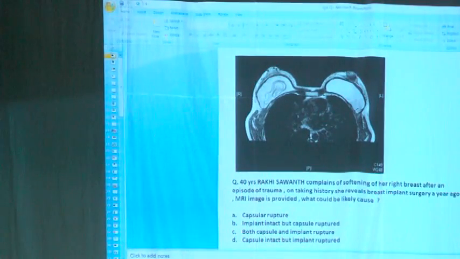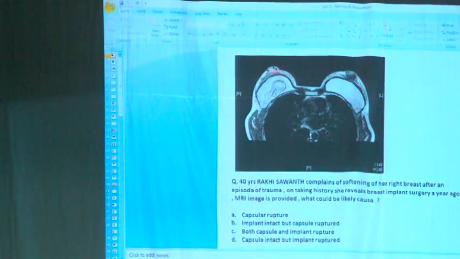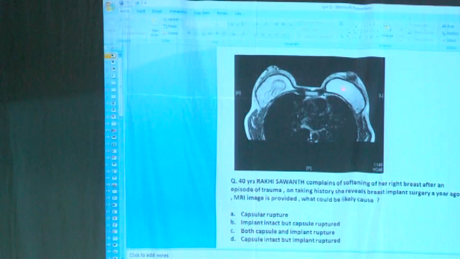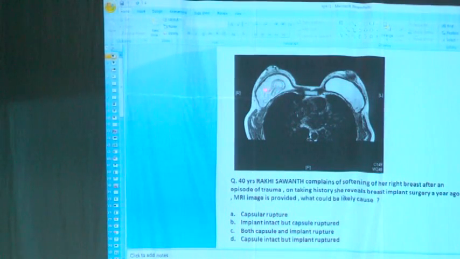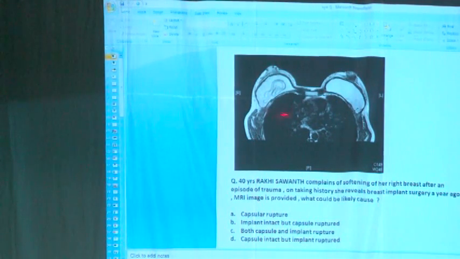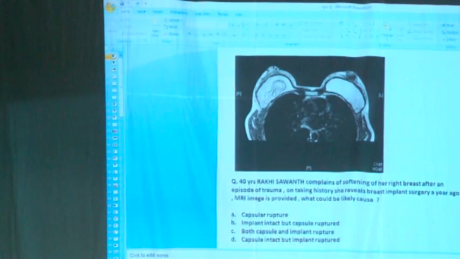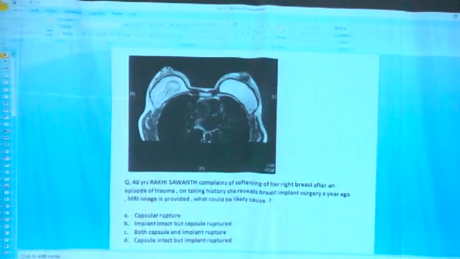Coming back to the question, here you can see the whole capsule remains intact. There is no leakage of silicon. You can see there is a wavy appearance of the implant membranes. The implant membrane is present within the capsule, and this is referred to as the linguine sign. If it is the linguine sign, this is the MRI image. What would be the answer, sir?